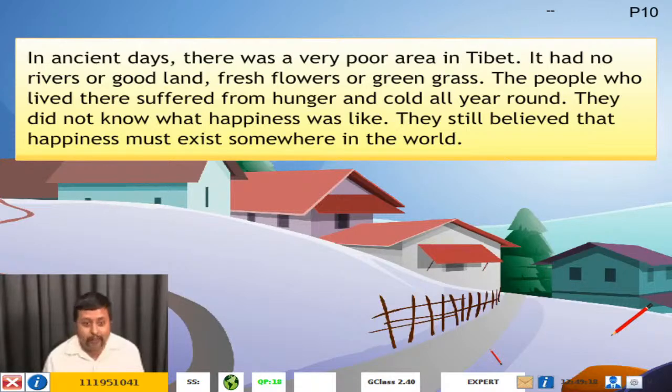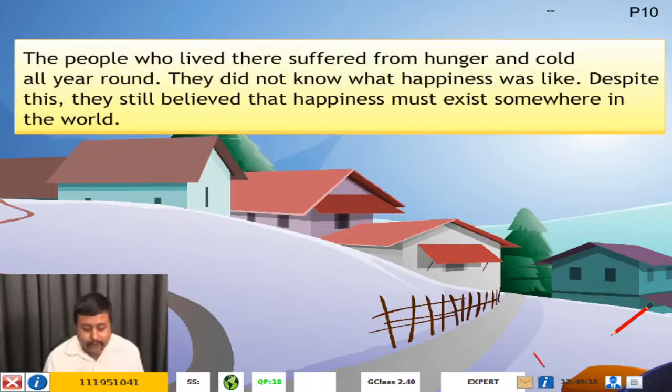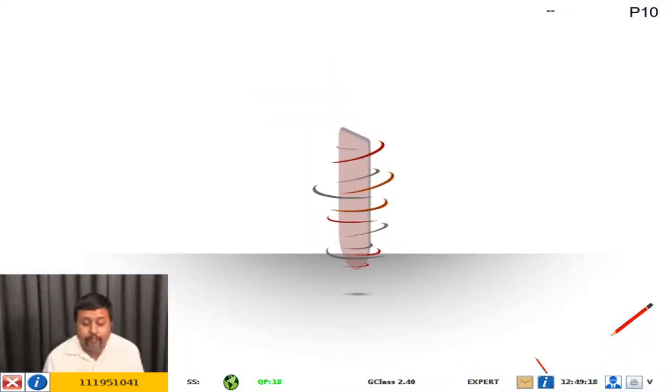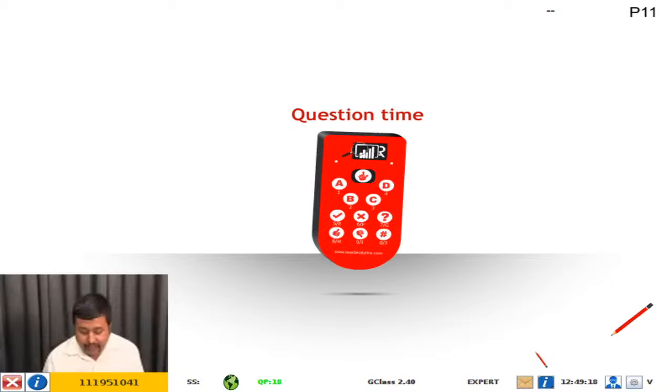Now, what do we do with this one? Well, in ancient days, there was a very poor area in Tibet. It had no rivers or good land, fresh flowers or green grass. So, or, or. The people who lived there suffered from hunger and cold all year round. So what do we have here? And, then. Despite this, they still believed that happiness must exist somewhere in the world. So these are few more examples of linkers which can be similar to conjunctions.